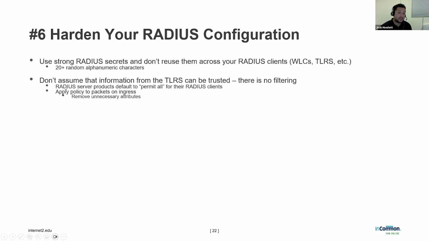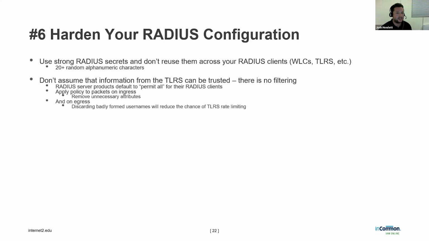But as I said before, RADIUS server products also default to permit all for RADIUS clients. So anything that we send through, your RADIUS servers will by default almost certainly just be sending back to your RADIUS clients. So make sure that you're applying policy to packets on ingress to remove any unnecessary attributes, such as the VLAN attributes. And on a following slide, I'm going to list out the attributes that you should be permitting for eduroam to work, and everything else you can strip. Again, on egress, get rid of anything that isn't needed.